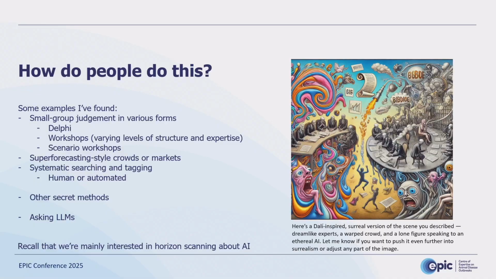Okay, so how do people do this kind of thing? This is also an AI-generated image. I was getting a bit bored with that last world one, and so I said, could you make it a bit surreal? And this is what it produced. It gave me a description. This is a Dali-inspired surreal version of the scene you described, and it has a slightly bonkers description of what's going on.